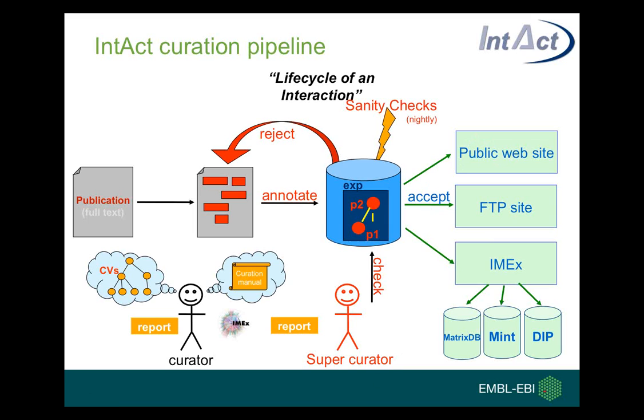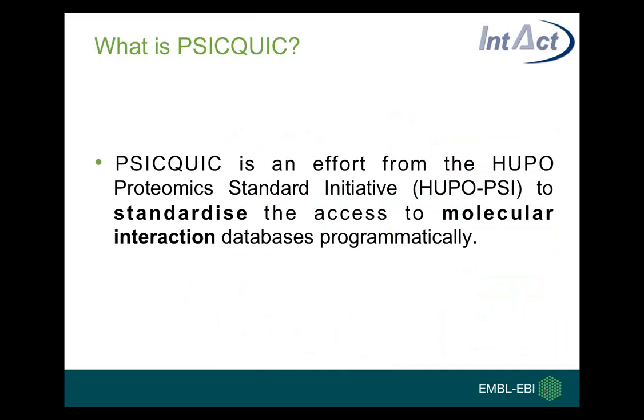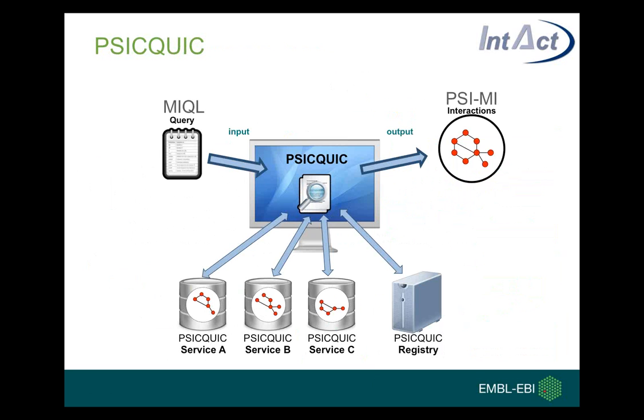Now we are going to talk about that resource called PSICQUIC. What is PSICQUIC? PSICQUIC is a way to standardize the access to molecular interaction databases programmatically, from the HUPO Proteomics Standards Initiative. Well, maybe it is not quite clear what PSICQUIC is and how it works, but you will have a better idea in the next slide. Okay, that is a better view of what PSICQUIC is.